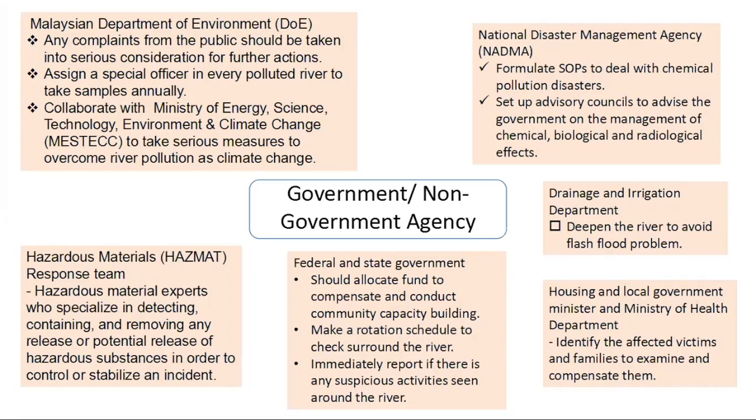So the HAZMAT, which is the hazardous material response team, is a hazardous material expert which specializes in detecting, containing and removing any release or potential release of hazardous substances in order to control or stabilize an incident. So in order to prevent this incident from occurring again, each agency will allocate one officer from our team to collaborate or advise them how to take prevention actions to avoid this incident occurring again. This is from government and non-government agencies.